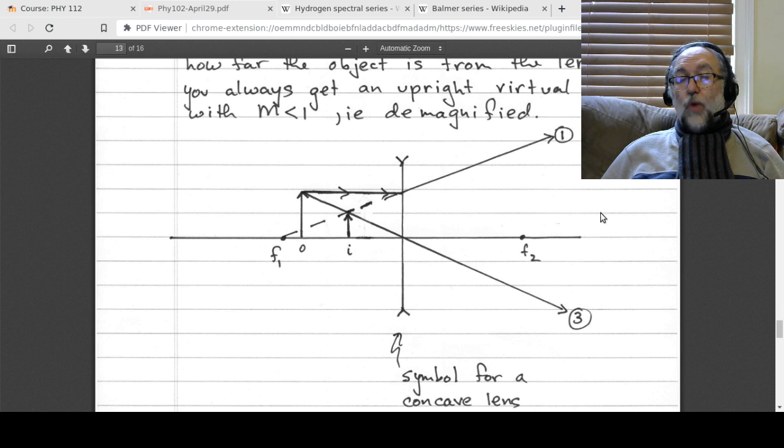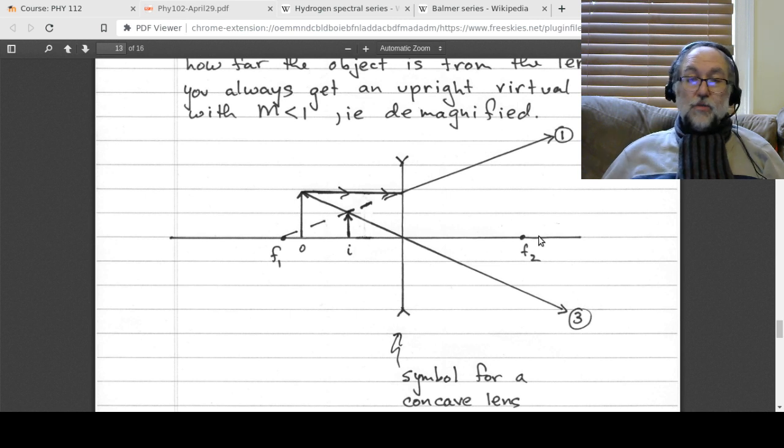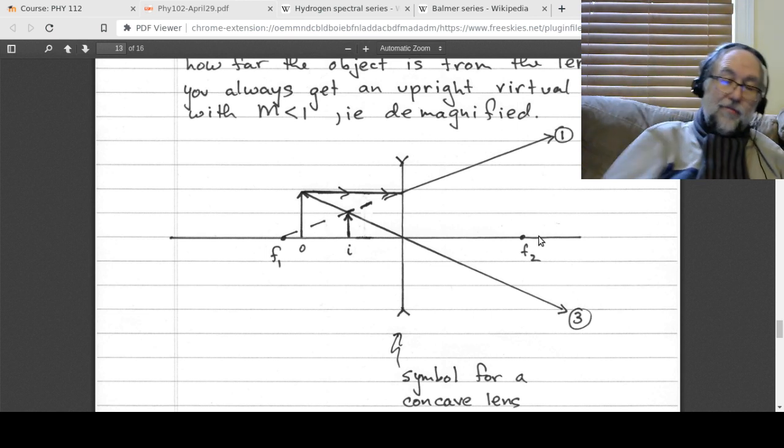Once again, rays 1 and 3 will never converge, so you'll never get a real image. You could move the object back and forth. It doesn't matter if it's out here further from the focal point or close to the focal point. No matter where the object is on the other side of the lens, these rays are going to diverge. So you know that if these rays are diverging once they pass through the lens, once again you have a virtual image, and the virtual image is formed by where the rays appear to be coming from.